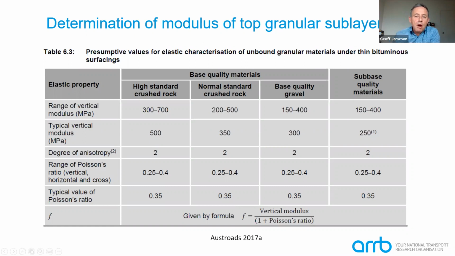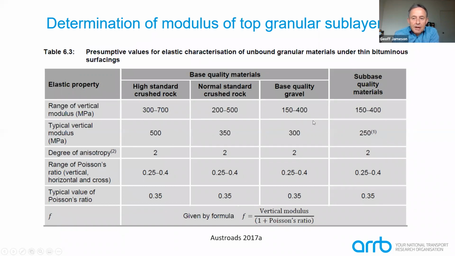And for example, for a high quality crushed rock, you might use 500 MPa as the top layer when you're talking about the modulus under a thin bituminous surfacing, like a sprayed seal surface that we talked about last week. And that would be a common value used in Victoria, for example. In other states, particularly New South Wales and Queensland, they more commonly use what's called a normal standard crushed rock, which gives them a presumptive value of 350 MPa. So a much lower modulus than what's commonly used in Victoria for the quality of materials in Victoria.